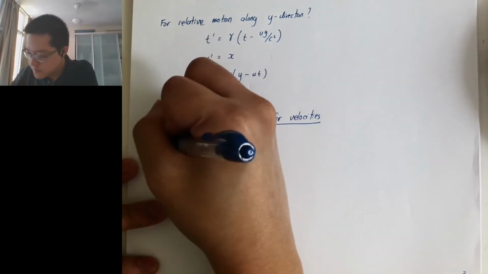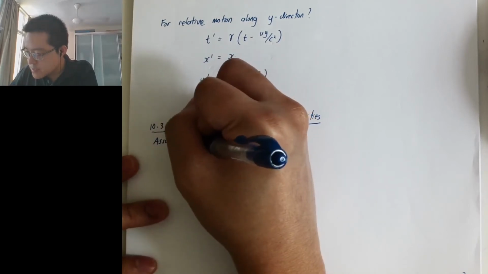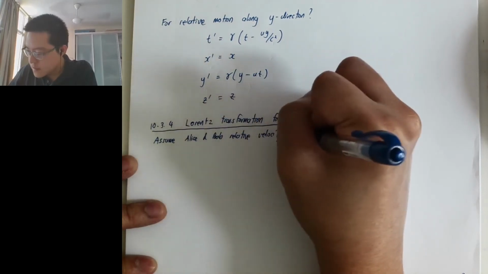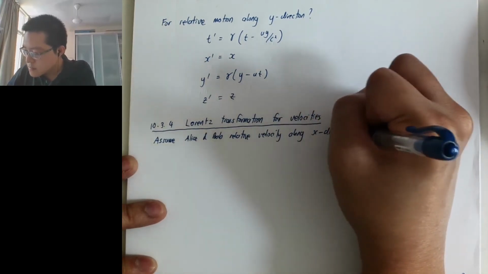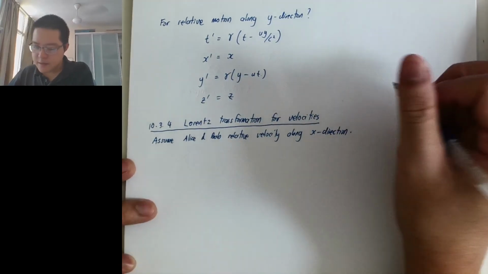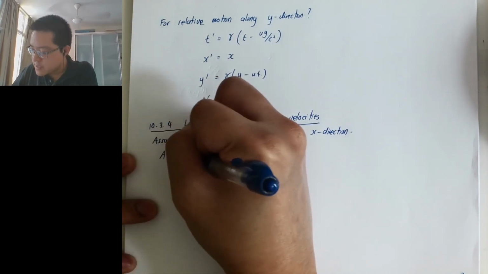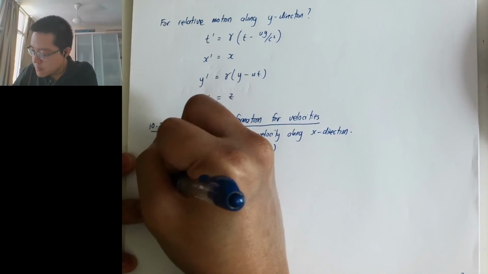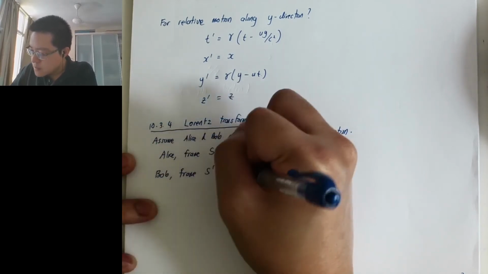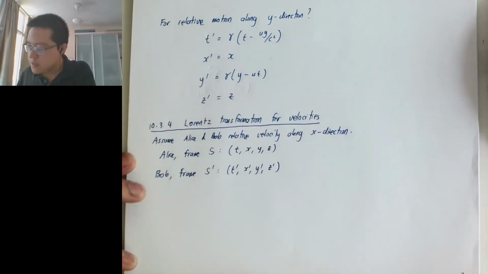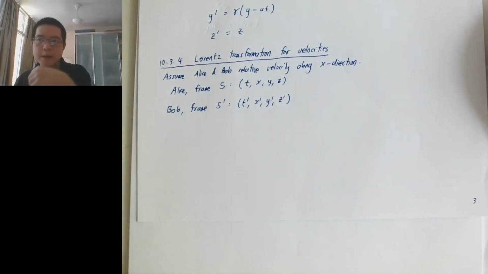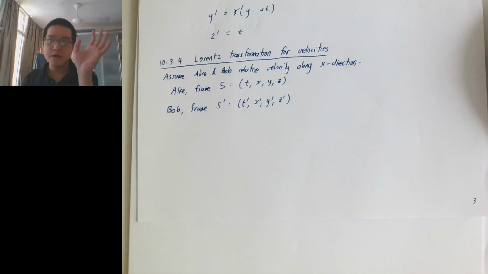So we'll continue to assume relative velocity between Alice and Bob along the x direction. As before, Alice is using frame S, so her values I will label by t, x, y, z, and Bob is using frame S prime, so t prime, x prime, y prime, z prime. That's the thing about special relativity: we do not assume an absolute time or absolute velocity anymore. Based on the questions you are asking, you are still thinking in that way, so we need to abandon this kind of thinking.